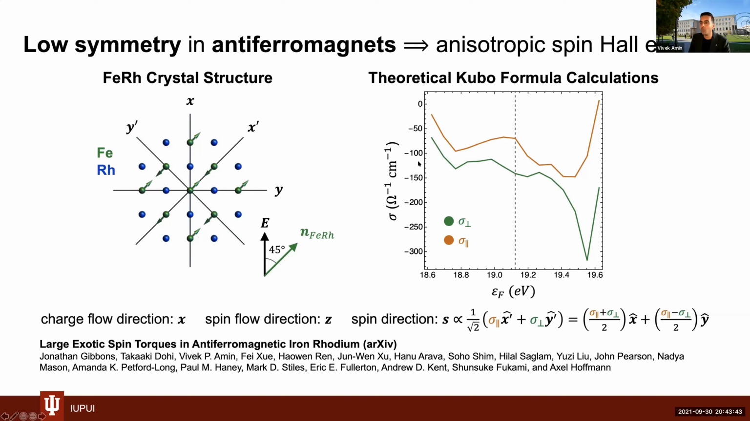And what we found is while they're not as large as the spin currents that we saw before, they're still 150 inverse ohm centimeters. This is something that can still influence magnetization dynamics in a way that can affect, for instance, switching in a particular material.